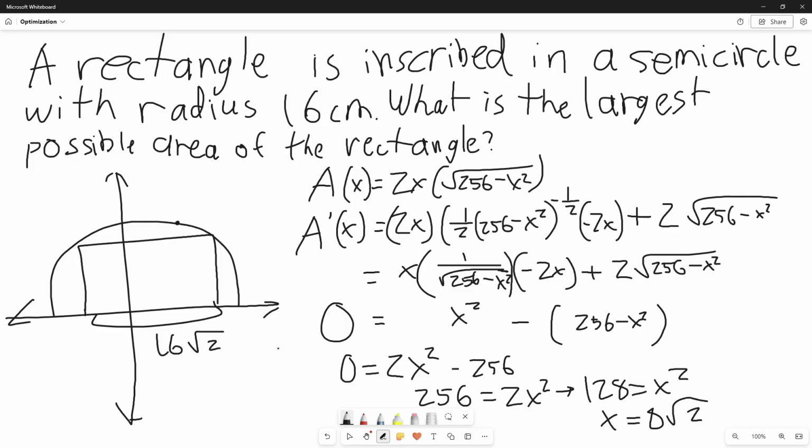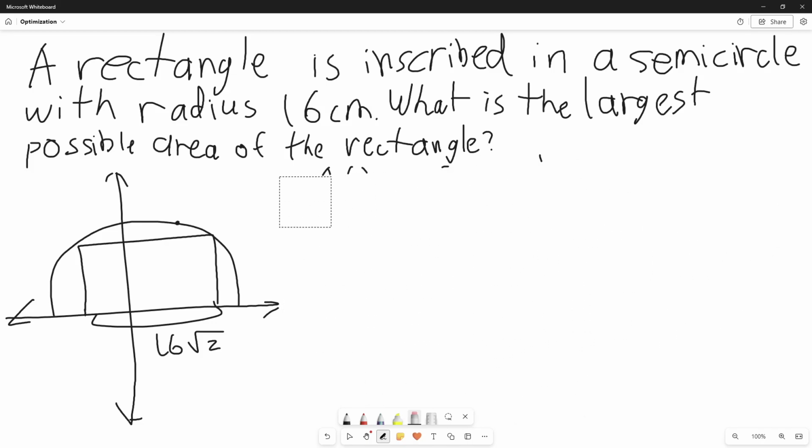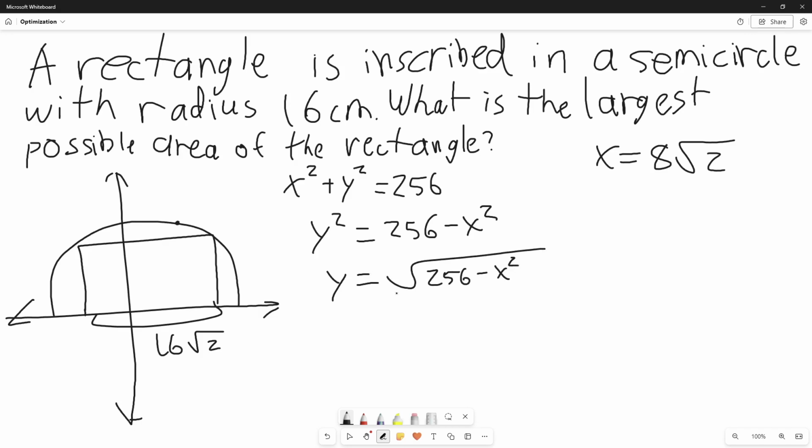Now let's try to find the height. We already had y, but we kind of lost it, so let's rewrite everything again. So again, x is equal to 8 square root of 2. And now let's try to find y. Let's rewrite our circle formula. x squared plus y squared is equal to 256, or y squared is equal to 256 minus x squared, y equal to the square root of 256 minus x squared, without positive or negative because it's a semicircle.